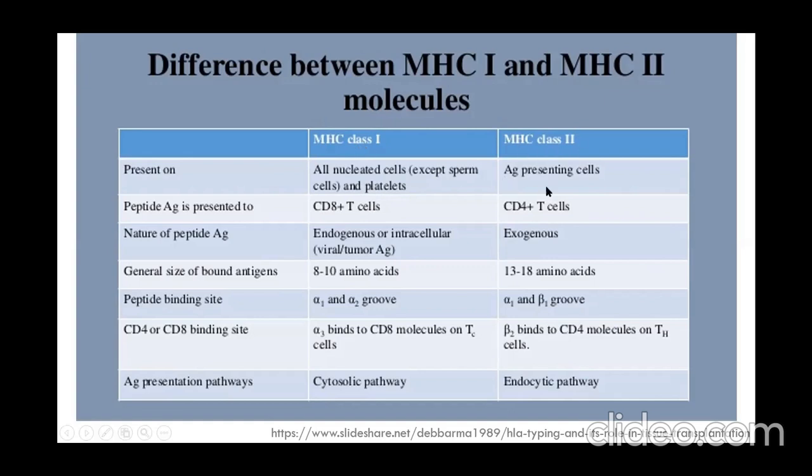Coming to class 2, they are mainly present on antigen presenting cells. What are they called? APCs. Dendritic cells, macrophages, and a few other cells we discussed. They are APCs. They are restricted here. That's why they have inducible expression. These are constitutively expressed, represented all over the cell.